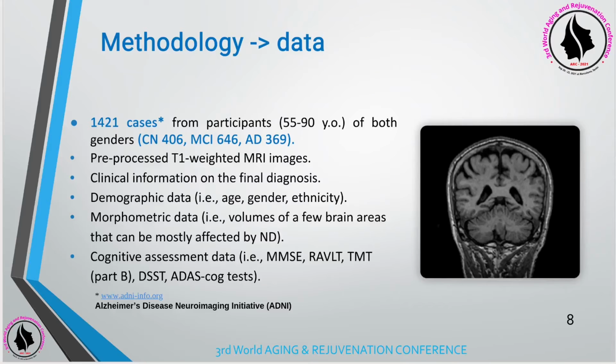Let's get started from the data. So here we use 1,400 cases acquired from the ADNI database, which contains pre-processed T1-weighted images, clinical information on the final diagnosis, demographic data such as age, gender, ethnicity, morphometric data such as volumes of a few brain areas, and then cognitive assessment data, which is the results of cognitive tests.